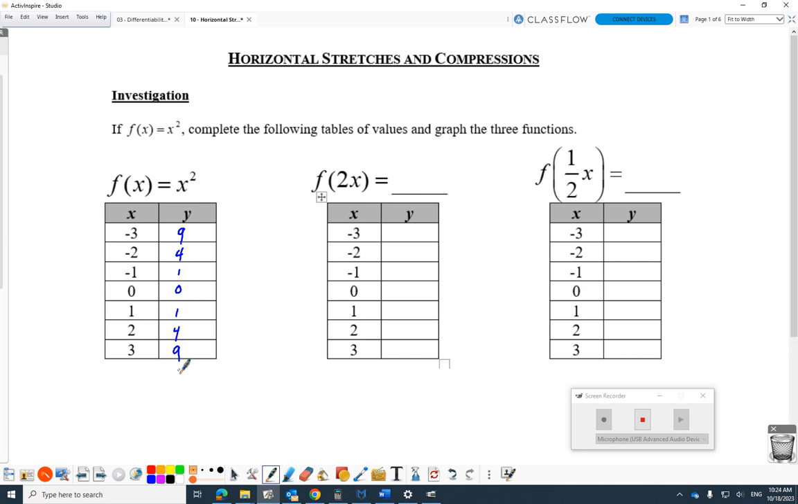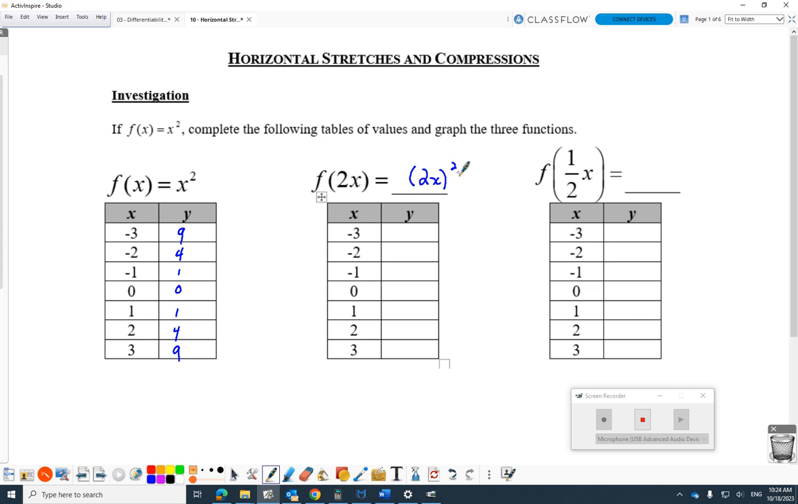f of 2x. Careful now. This says wherever you see x, write 2x. Only the x gets multiplied by 2. So this is the function 2x squared. What does that do to the whole thing? And you may have a theory. Well, let's check it out.